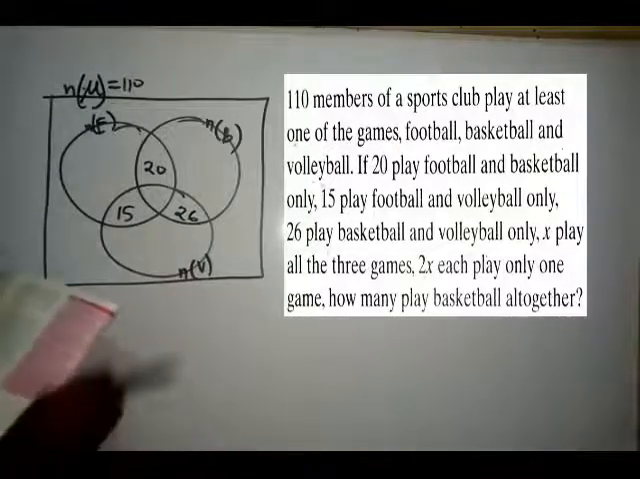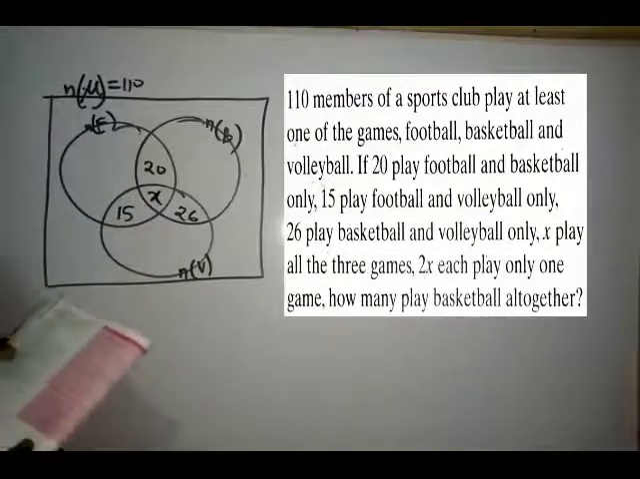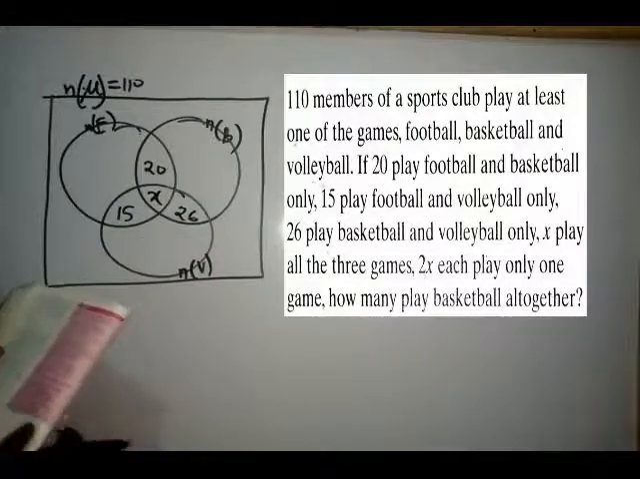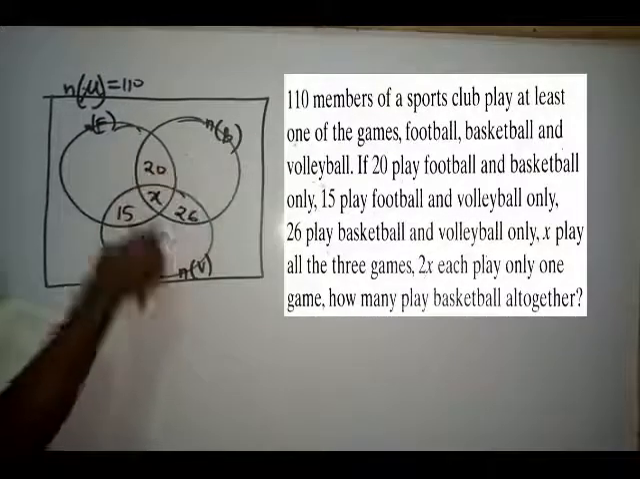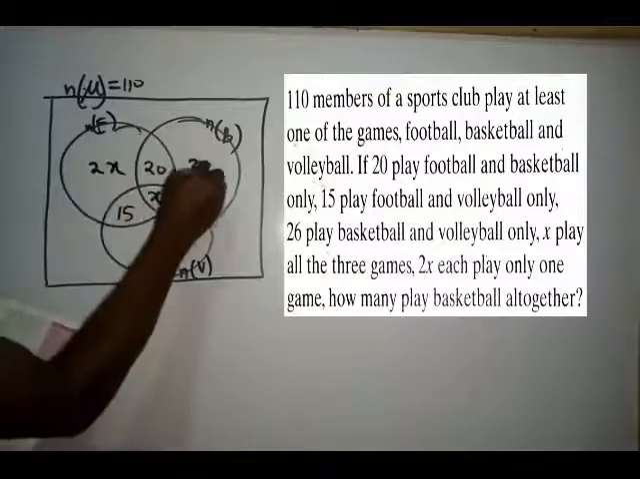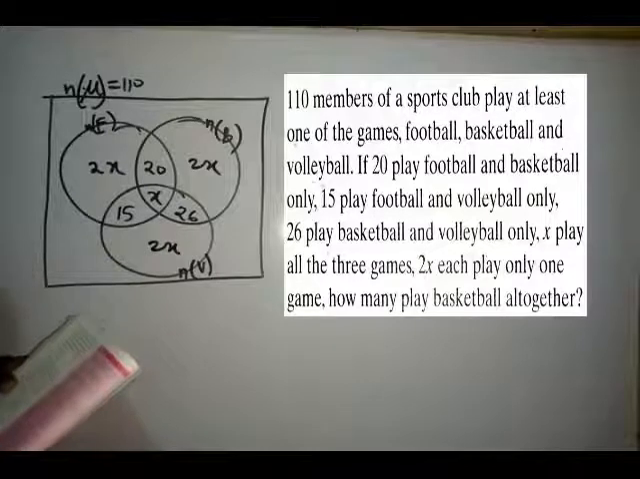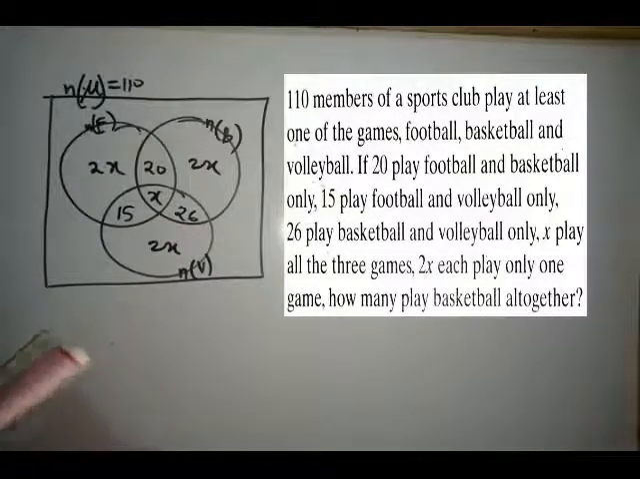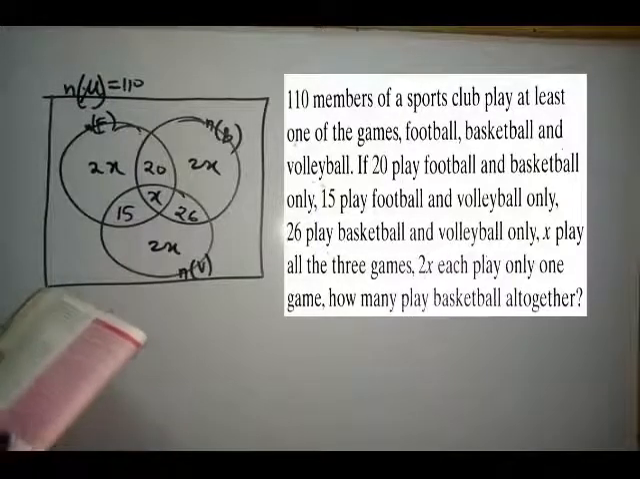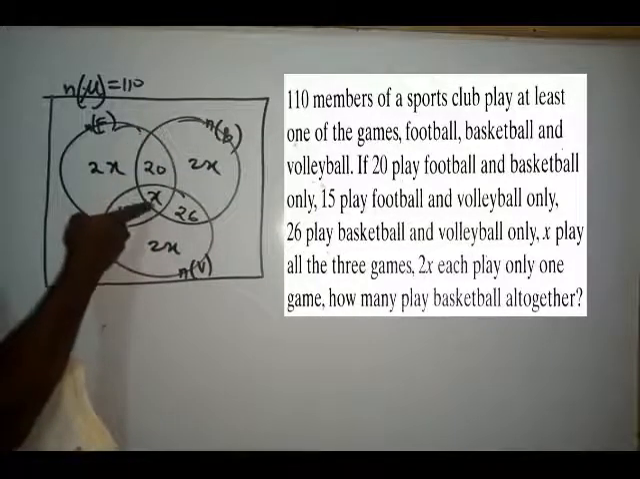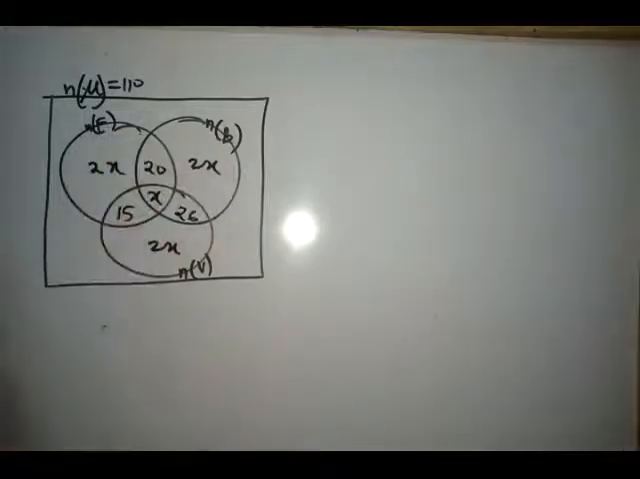X play all the 3 games. Then we are told that 2X each play only 1 game. This is only 1 game, and it's 2X each: 2X, 2X, 2X. How many play basketball altogether? So this is what we are asked to calculate, this whole circle. If I'm able to get the value of X, I should be able to calculate everything. So let's get to work. So what do we do right here?